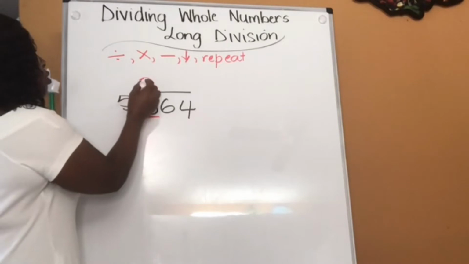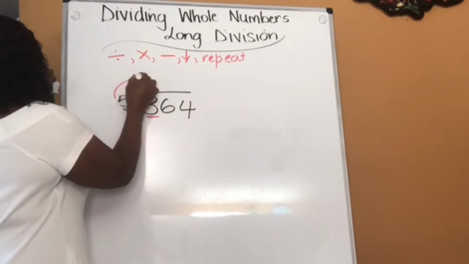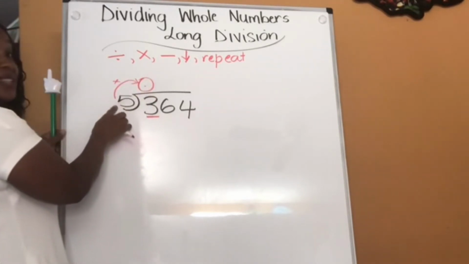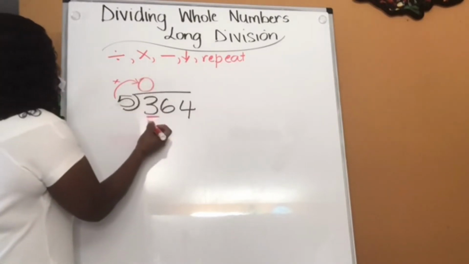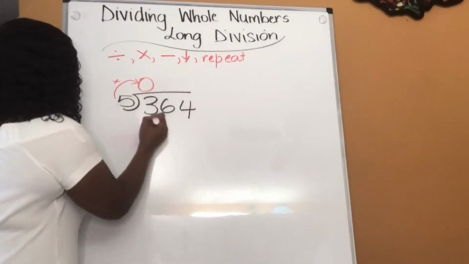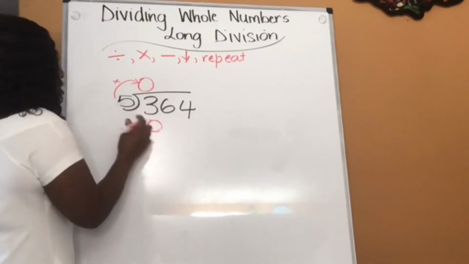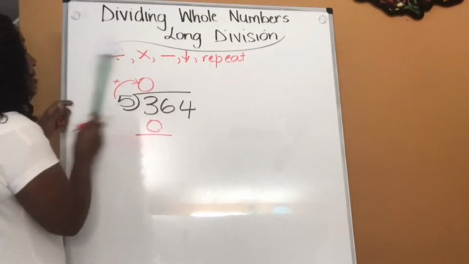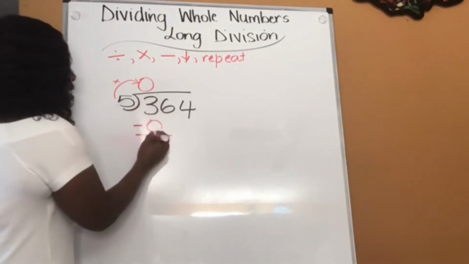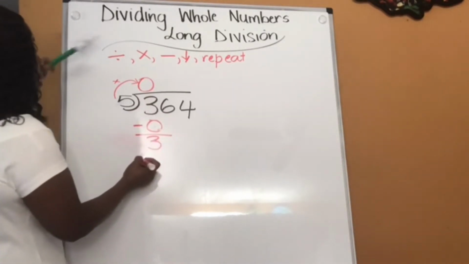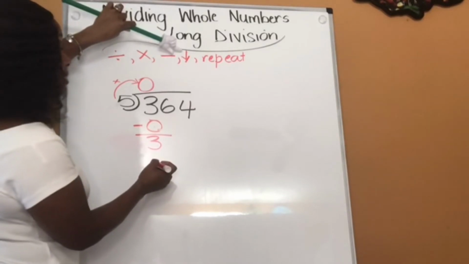Remember, whatever you write up here, that's what you multiply by your divisor. That's the digit outside. So 5 times 0 is 0. Anything you multiply by 0, you get 0. Next step, subtract. So 0 from 3, I'm left with 3. The next step is to bring down.